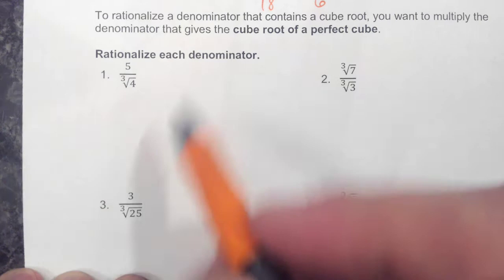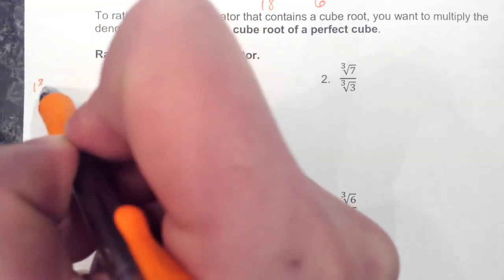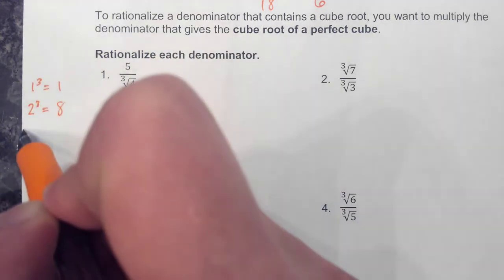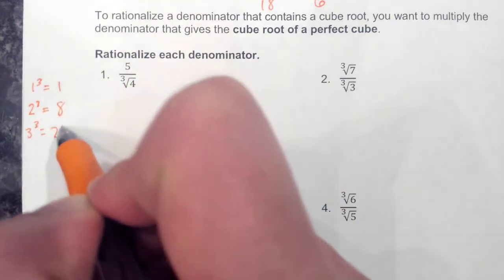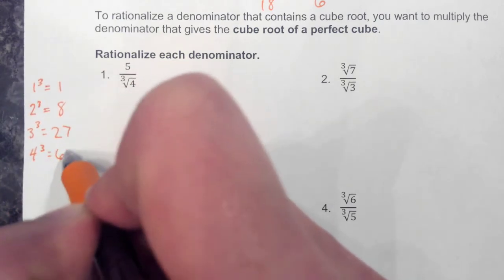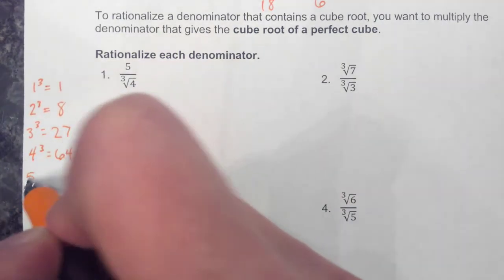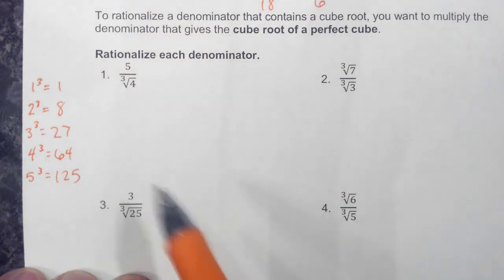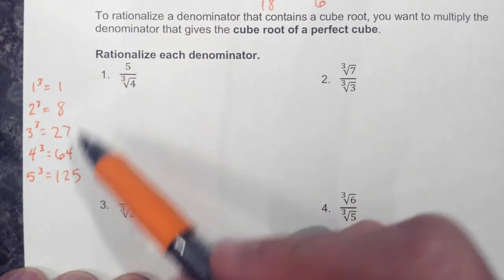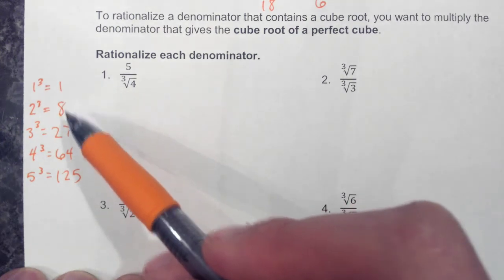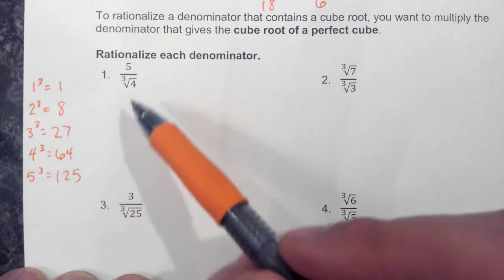So I'm going to rewrite them again. 1 cubed is 1. We won't ever use that one. 2 cubed is 8. We'll use that one a lot. 3 cubed is 27. Also going to be used a lot. 4 cubed is 64. And then 5 cubed is 125. So those are the cubes that you hopefully know by now. So we need to make it into one of these numbers. Either 1, which we won't ever do, but 8, 27, 64, or 125.